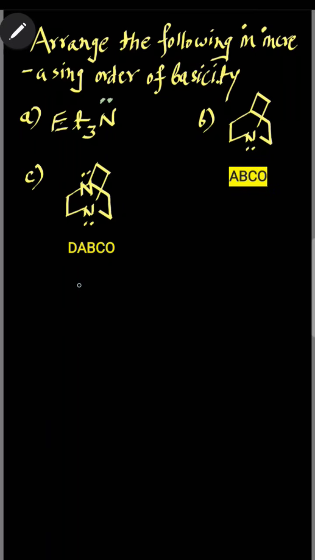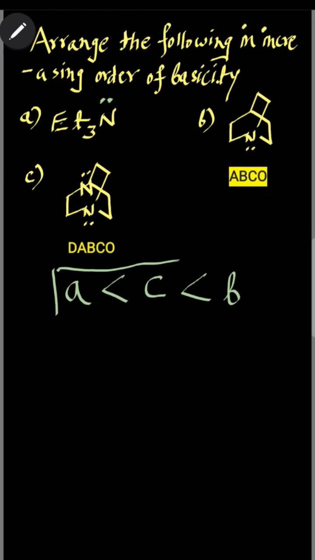A is basically your least basic. After that your C is more basic, and then your B is the most basic. So this is the correct order of the basicity.